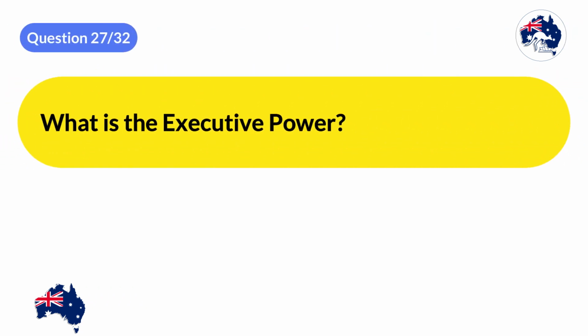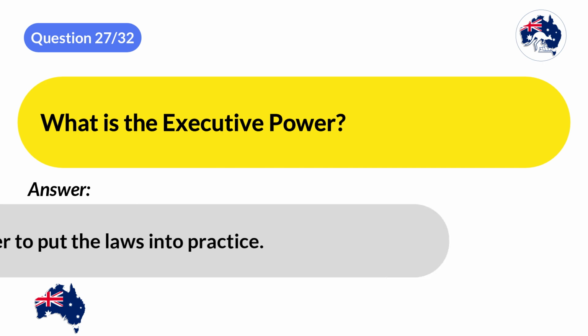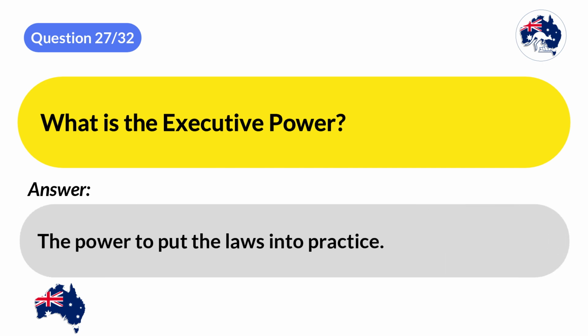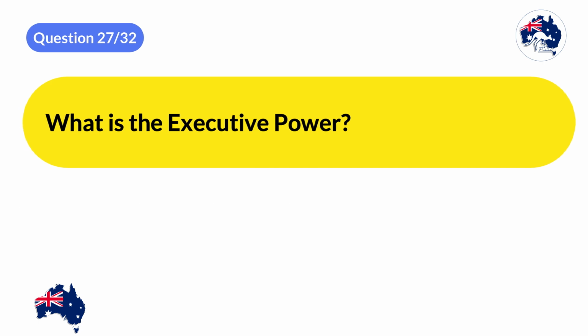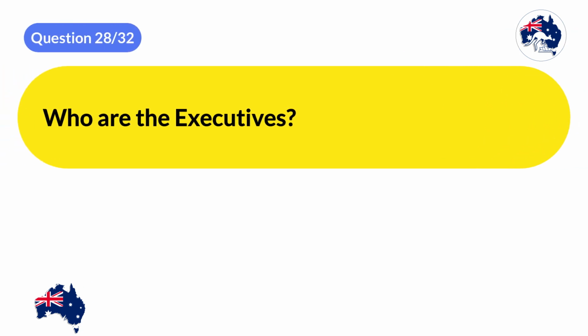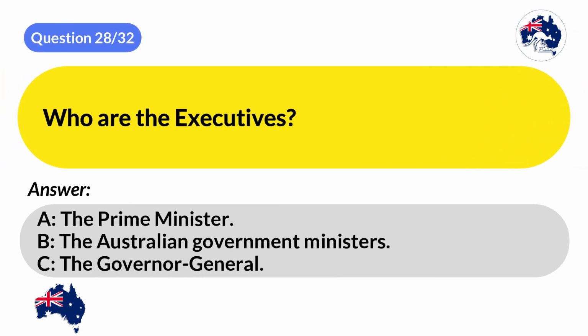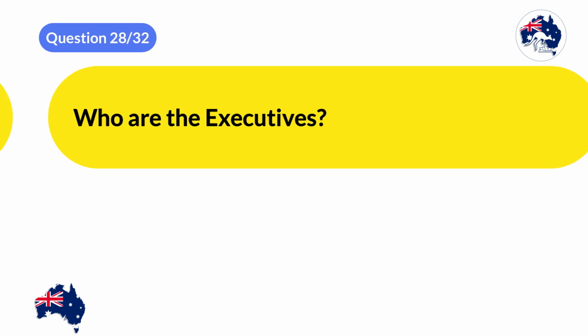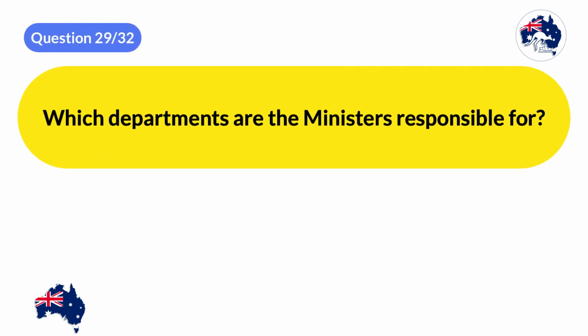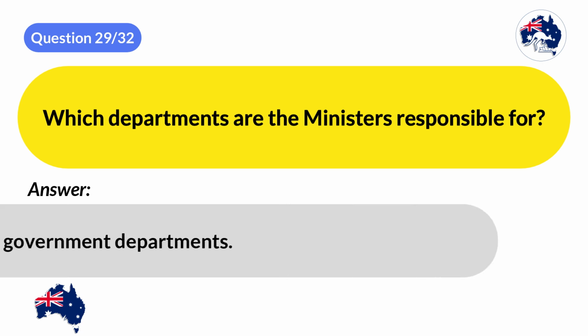What is the executive power? The power to put the laws into practice. Who are the executives? A. The Prime Minister. B. The Australian Government Ministers. C. The Governor-General. Which departments are the ministers responsible for? The government departments.